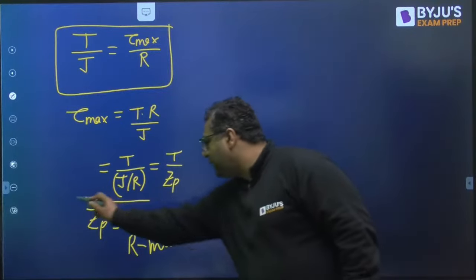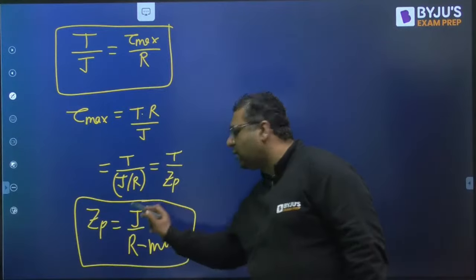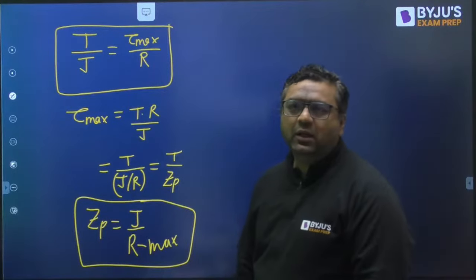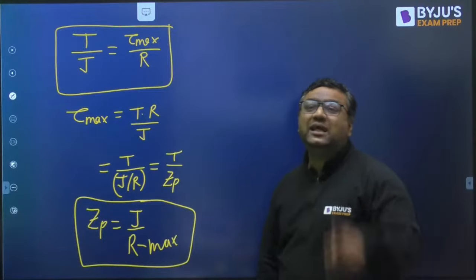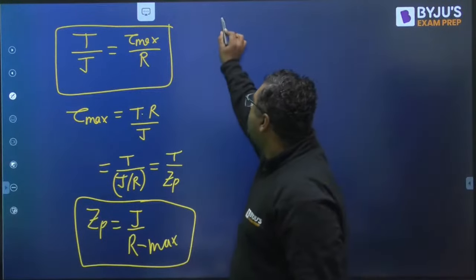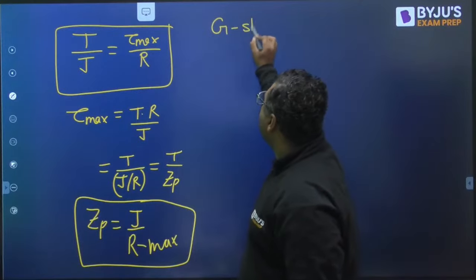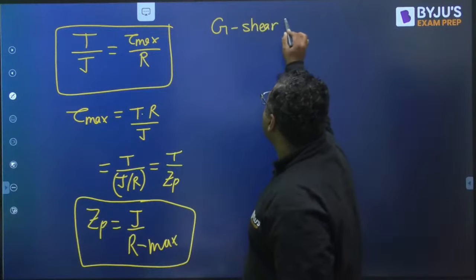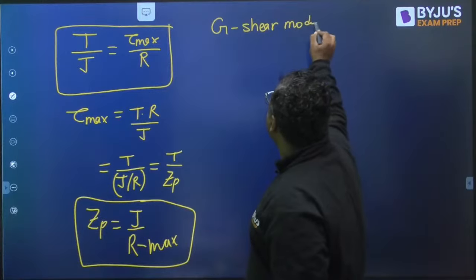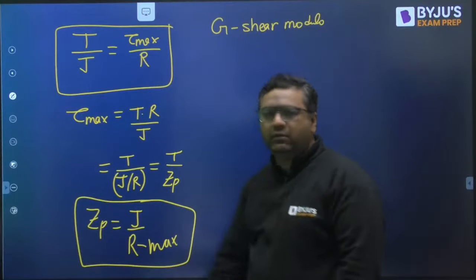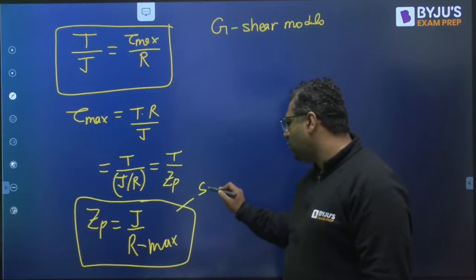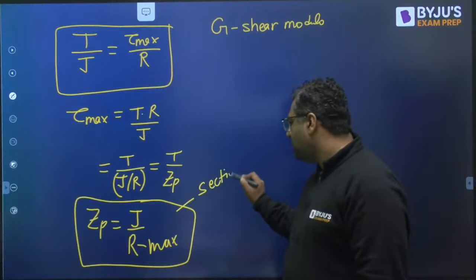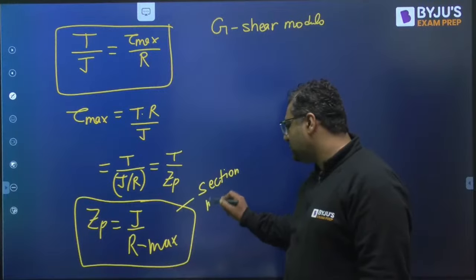So guys, the ZP is J divided by R. R is the maximum radius. Yes. So now it comes to shear modulus. G is shear modulus. Balaraj, shear modulus is G. When we are talking about shear modulus, it is G. Okay. Modulus of rigidity. When we are talking about ZP, it is the polar section modulus.